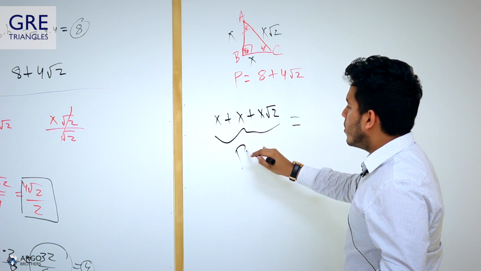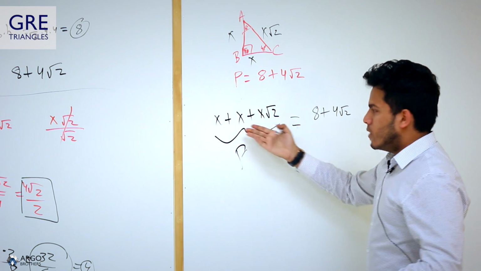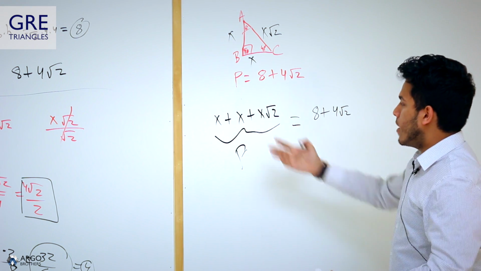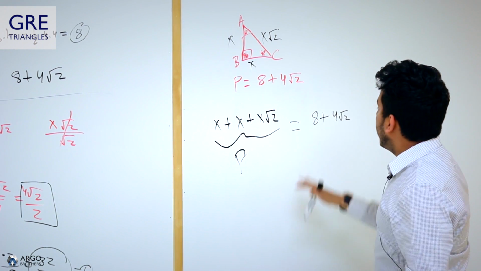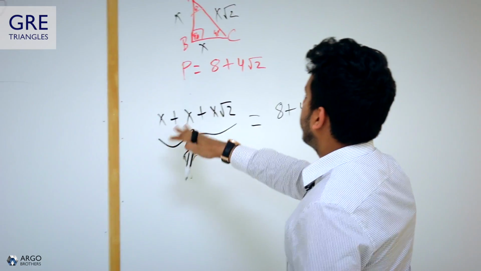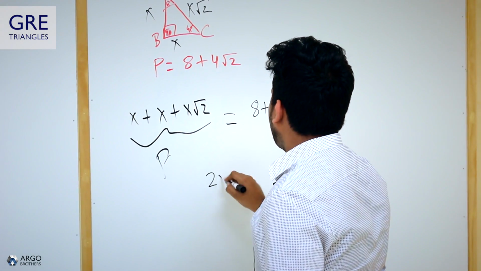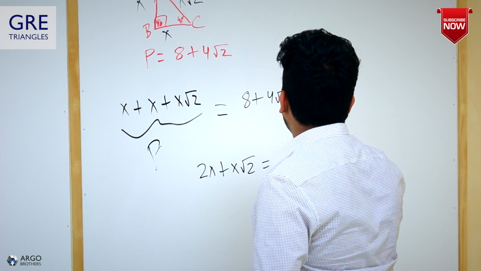And I know that the perimeter is equal to 8 plus 4 radical 2. So this makes perfect sense. Now, if I go ahead and try to solve for x, I can actually find out the answer, okay? I have two like terms, and I have one like term over here. x plus x, which is 2x, plus x radical 2 is equal to 8 plus 4 radical 2.